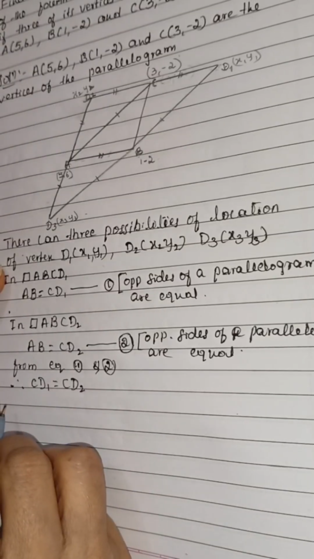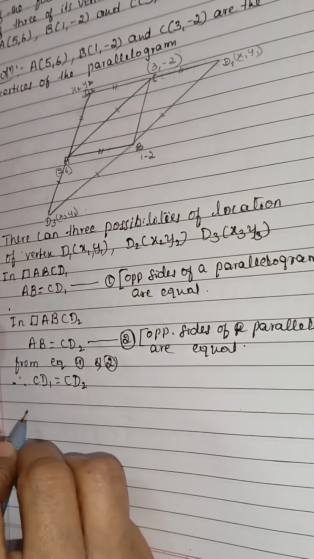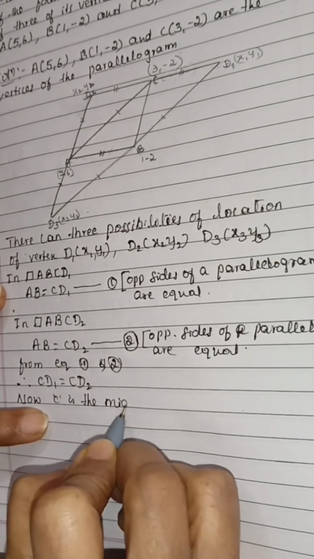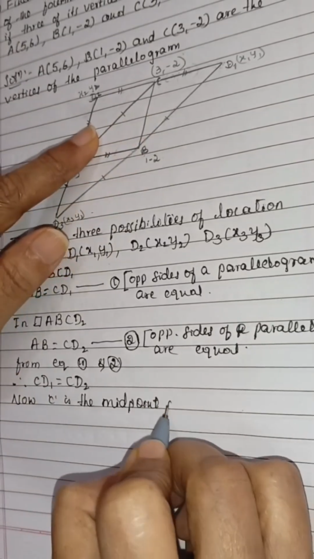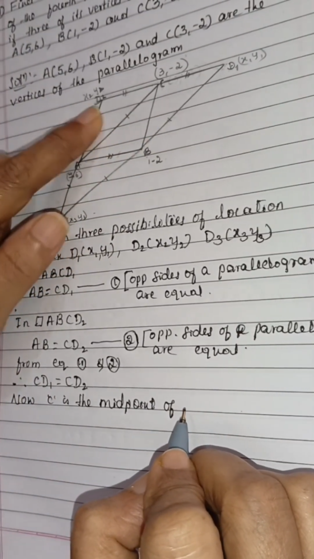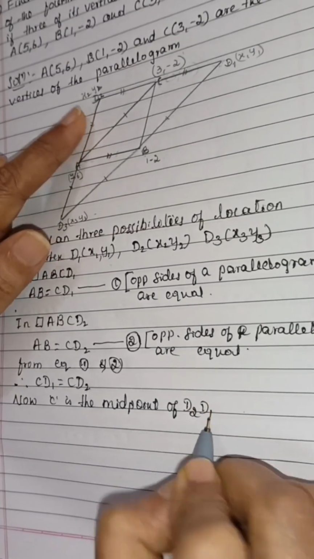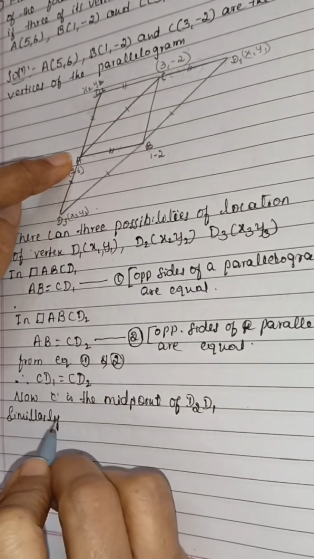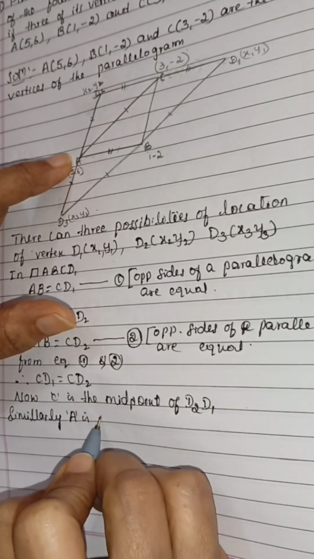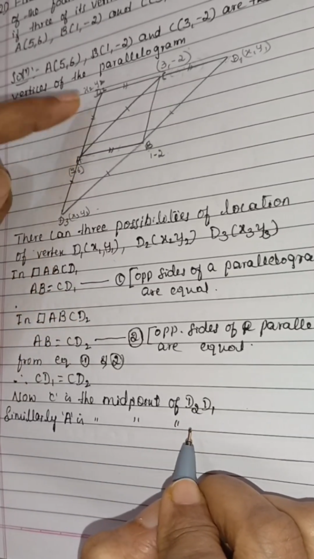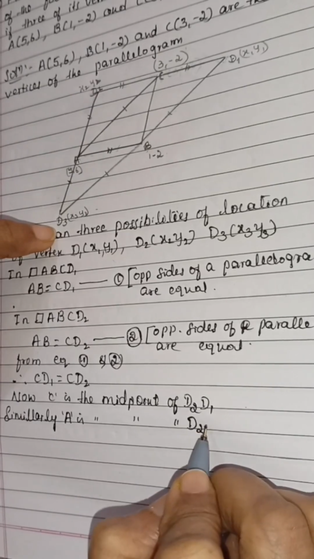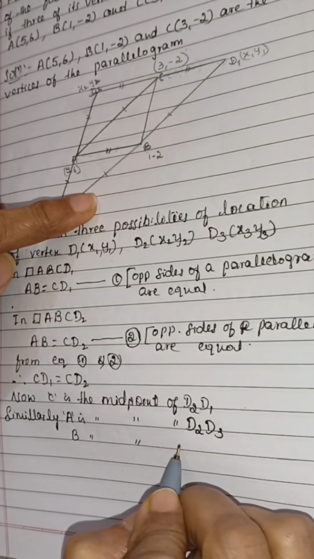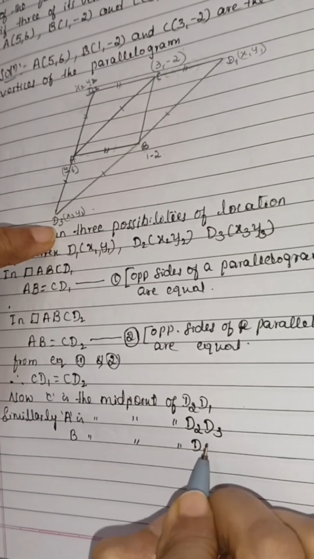So now C is the midpoint of D2 and D1. Similarly, A is the midpoint of D2 and D3, and B is the midpoint of D1 and D3.